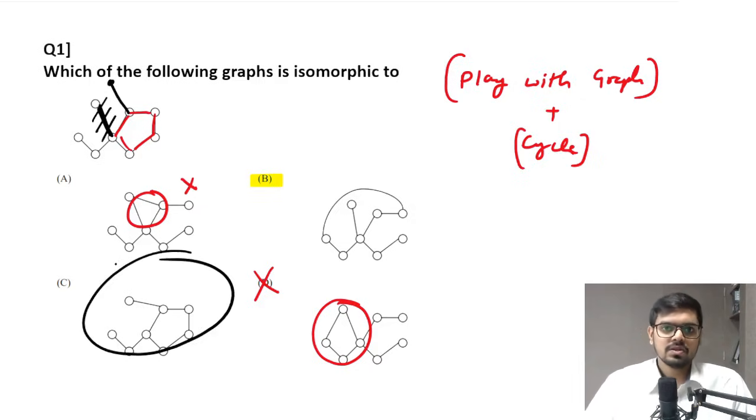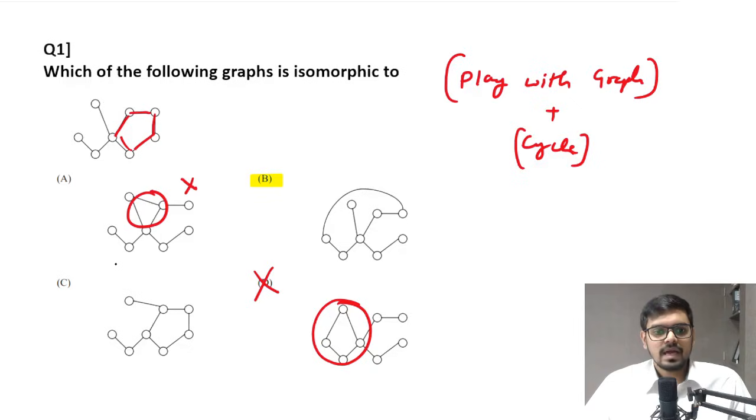So cut and paste is not allowed. You can play with the graph, but you cannot cut and paste. So cut and paste was going on. For that reason this is wrong, and hence only one option is left. Option B is correct. Makes sense. Even if you check by the degree part, cut and paste happened here.